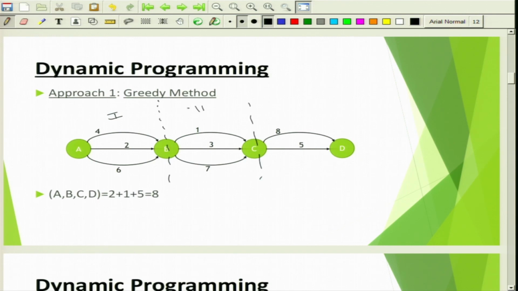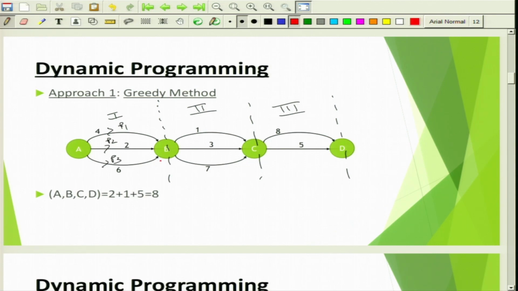This is stage number 2, and this is stage number 3. To reach from A to B, we have 3 different policies. Let me denote this as P1, this is P2, this is P3.